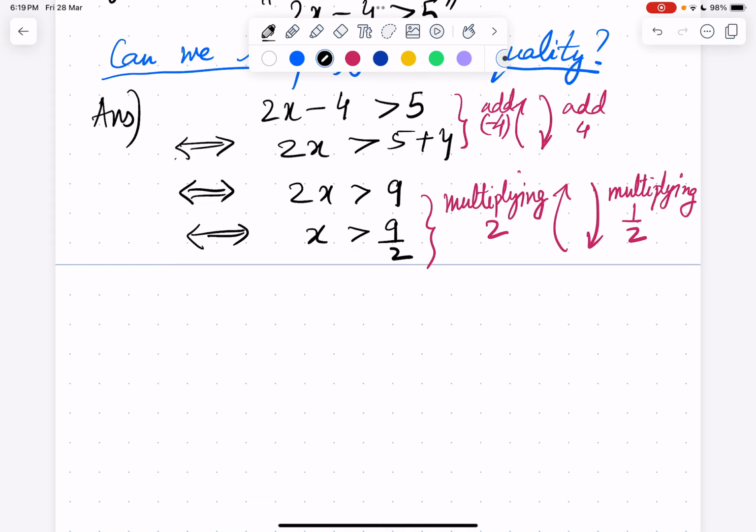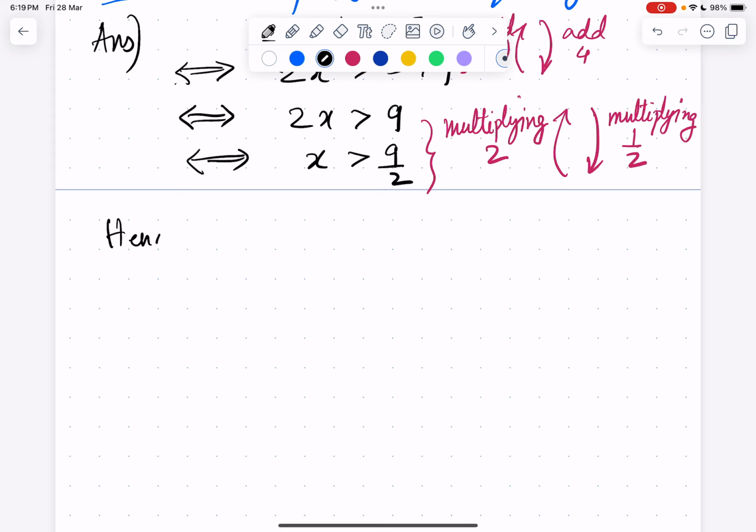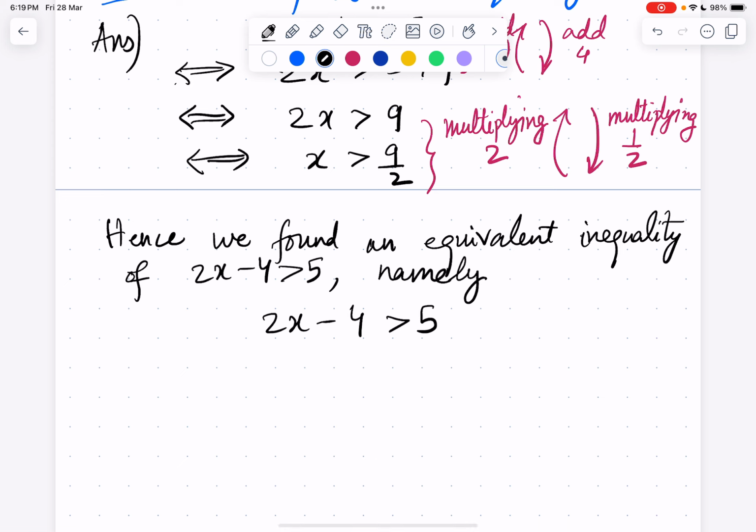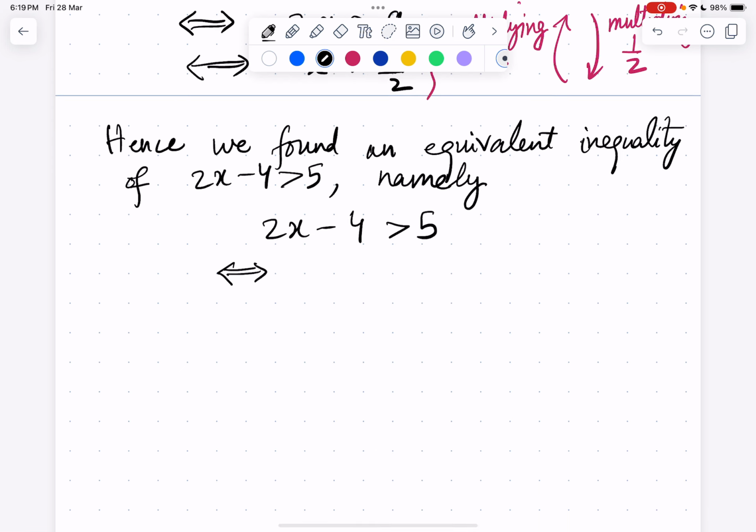Hence we have simplified. Hence we found an equivalent inequality of 2x minus 4 greater than 5. Saying 2x minus 4 is greater than 5 is the same as saying x is greater than 9 by 2. So we have found an equivalent inequality. So we have in a sense simplified the inequality.